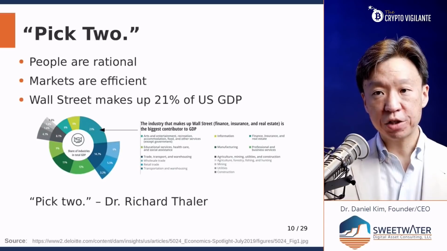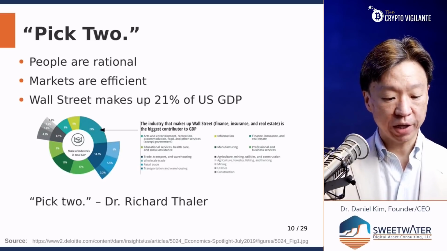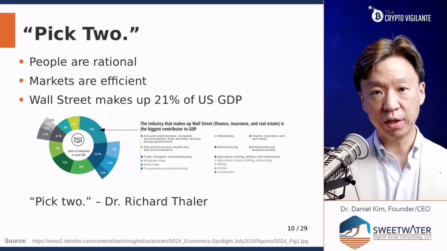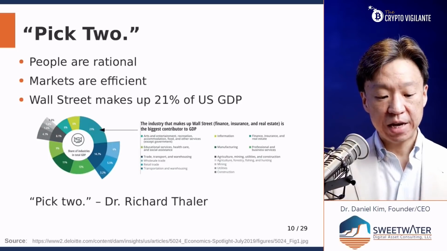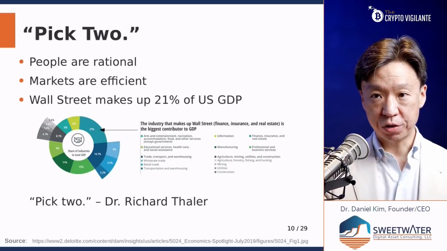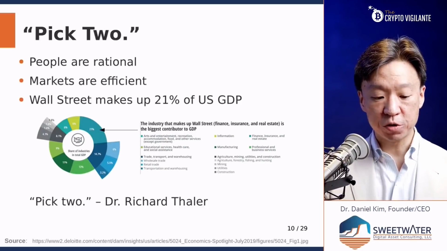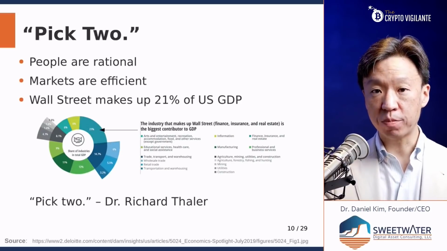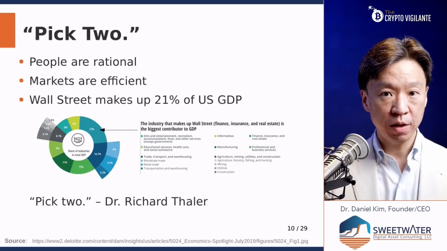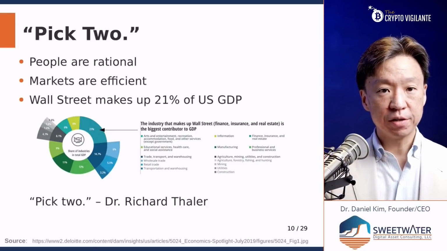All right, the challenging view is behavioral economics. So that is the following. Let's take that as a given. Okay, people are rational. Okay, let's take it as a given. Markets are efficient. Now let's also observe that Wall Street makes up 21% of US GDP. So now something is a little fishy here.